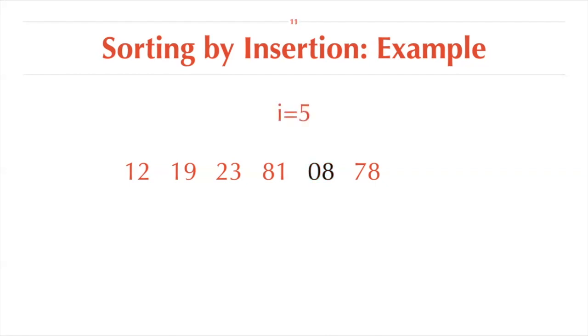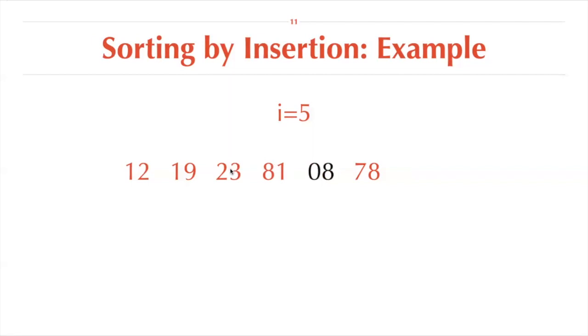So now we come to I equal to 5 element, that is 8. So it will compare 8 to 81. So 8 is less than 81. So the position will be swapped, and 8 will come here to I equal to 4 position. Then it will compare 8 to 23, and it will find that 8 is less than 23 also. So the position will be swapped, and 8 will come here, and 23 will come at I equal to 4 position.